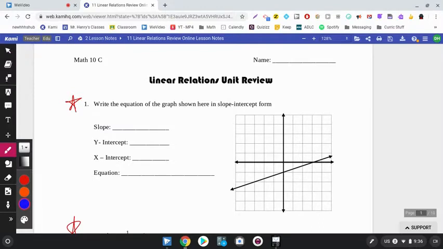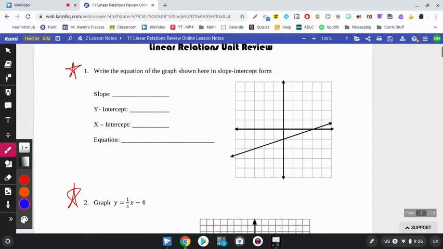Question number 1. Write the equation of the graph shown in slope-intercept form. It asked me to walk through a few things. So first thing it asked for the slope. If I'm going to find slope, I need to find 2 good points on my graph. Maybe I notice that's a really good point, and then that's a really good point. And I know slope I can always count as rise over run. To get from those points, I go up 1, so a rise of 1, a run of 3. My slope equals 1/3.